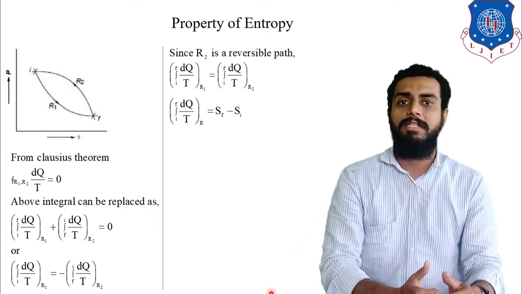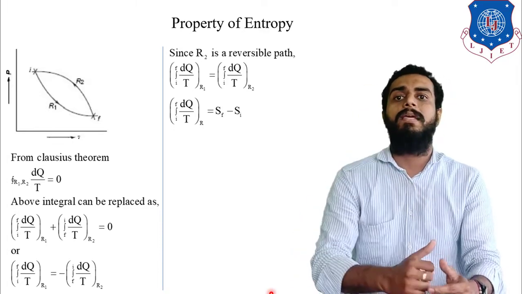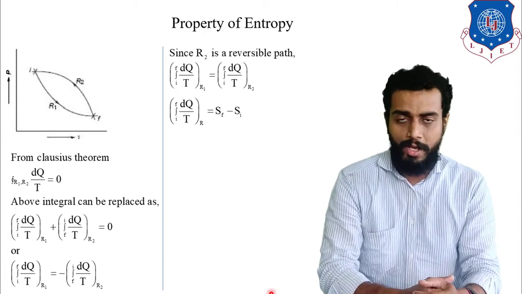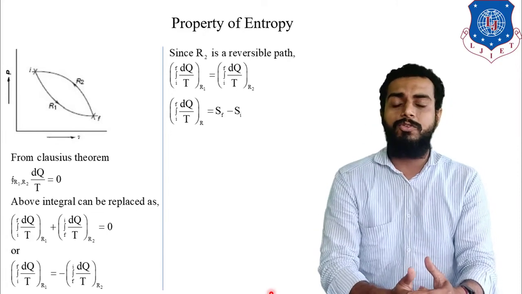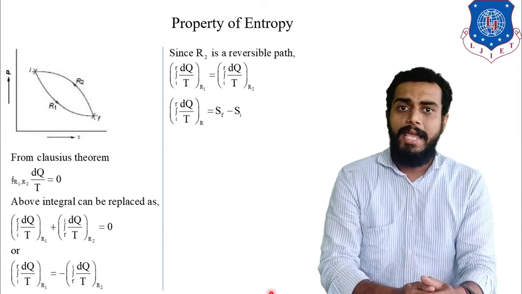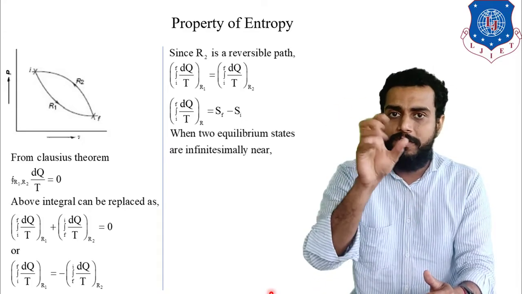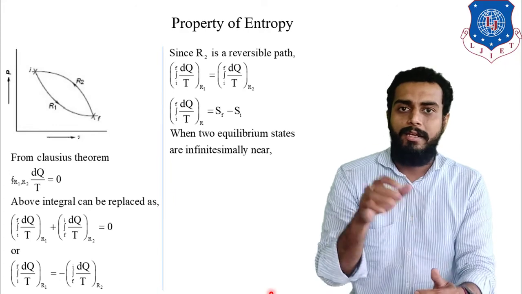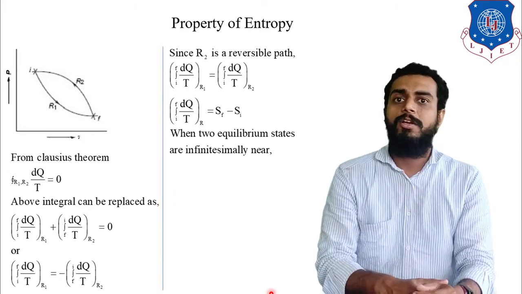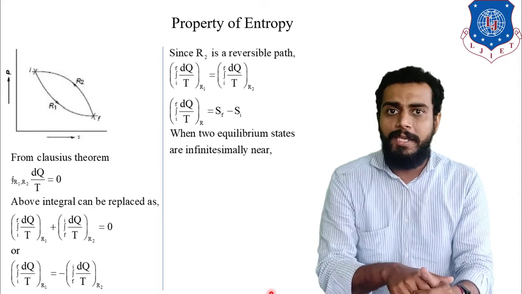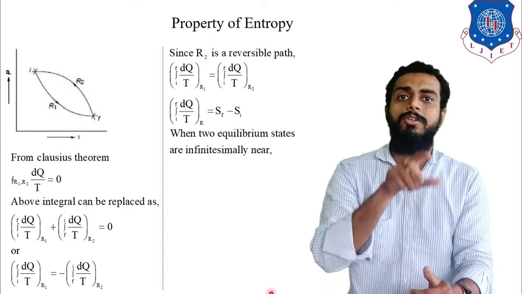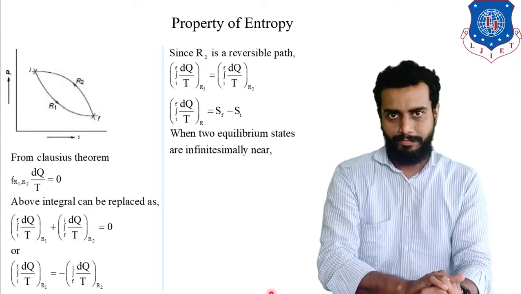Now we have defined that something like entropy exists. So here you can appreciate, students, that SF minus SI is equal to the integral of dq by T. Generally the unit of dq is joule, and the unit of temperature is Kelvin. So that is why for entropy we use the unit joule per Kelvin.